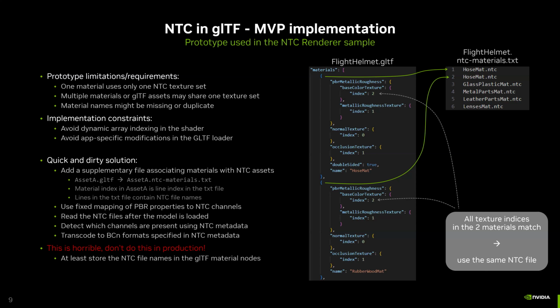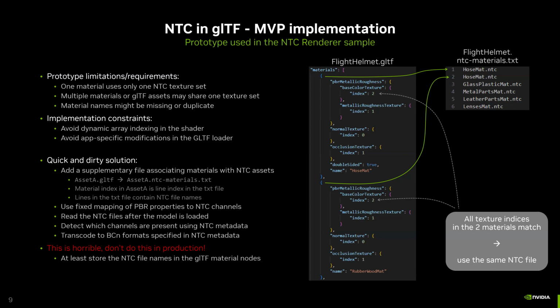The rigid assignment of PBR channels to NTC channel indices was done to avoid dynamic indexing of the MLP outputs in the shader, because you don't really want to do dynamic indexing in shaders, that's just slow. And I also wanted to avoid any app-specific modifications in the framework's glTF loader. So there is no hacky glTF extension here. I just stored the mapping of the material indices to NTC files in a separate text file. This is horrible. Don't do that in practice. It's just something hacky that worked for them.